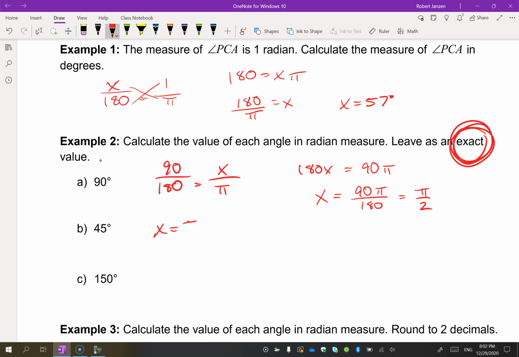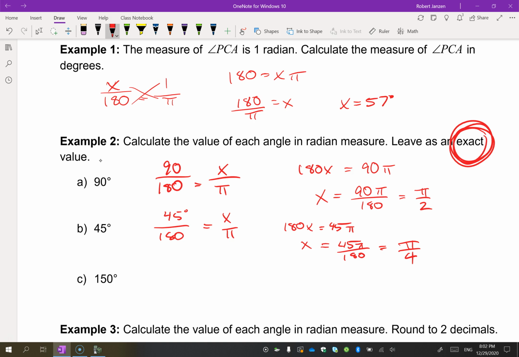So in this case, x is going to be pi over 4. But again, sometimes our mind goes blank on us. Let's actually do the math. So put 45 there, put x here, cross multiply. You get 180x is 45 pi. If I divide both sides by 180, I get x is 45 pi over 180, which you could leave, or you could see that this is pi over 4 reduced.